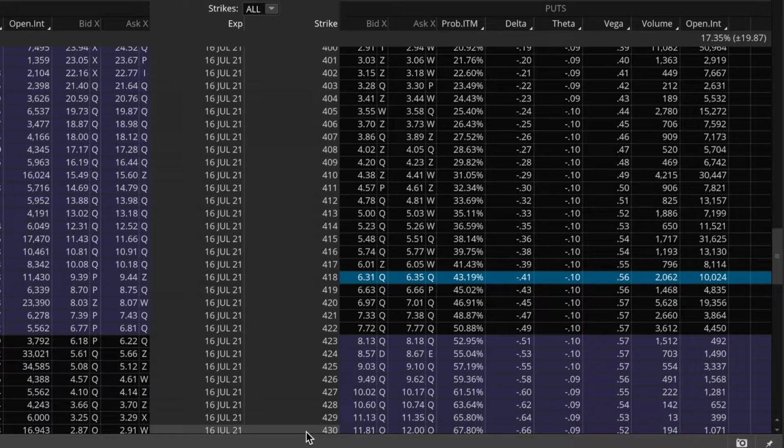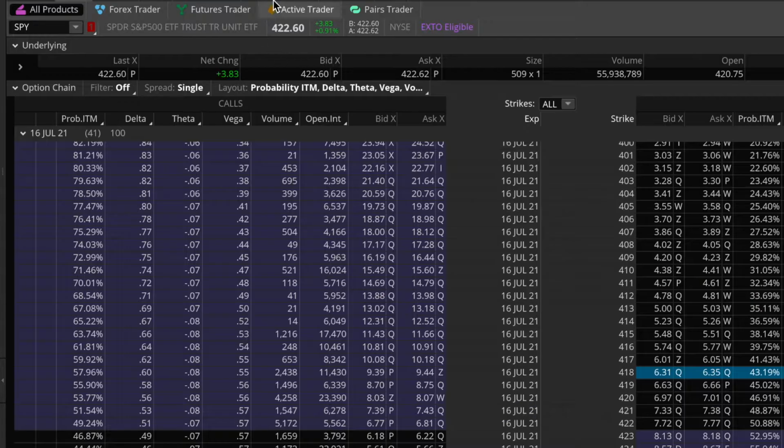So for example, let's focus first on the delta of the 418 strike put option. The delta here is 41, and then for the 417 strike put option, it's 39. Now delta, if you recall, simply tells you how much the price of an option will change for a $1 move in the price of the underlying asset, which is SPY in this case.